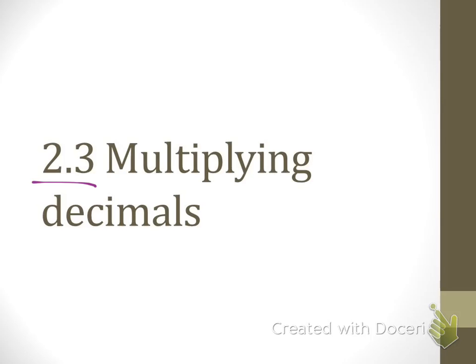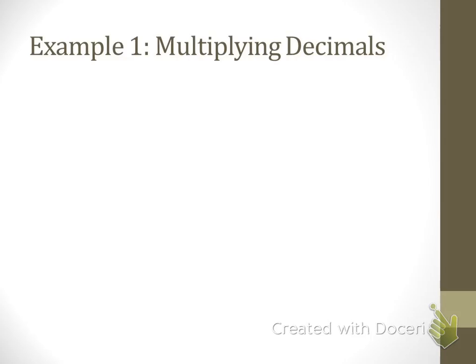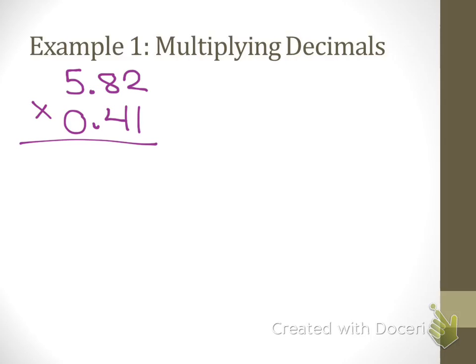So in example 1, multiplying decimals, I have these numbers that I'm multiplying. Notice that it just so happens that my decimals line up, but like I said, I'm not worried about that. I'm pushing them all to the right. So now I'm just going to multiply them out.